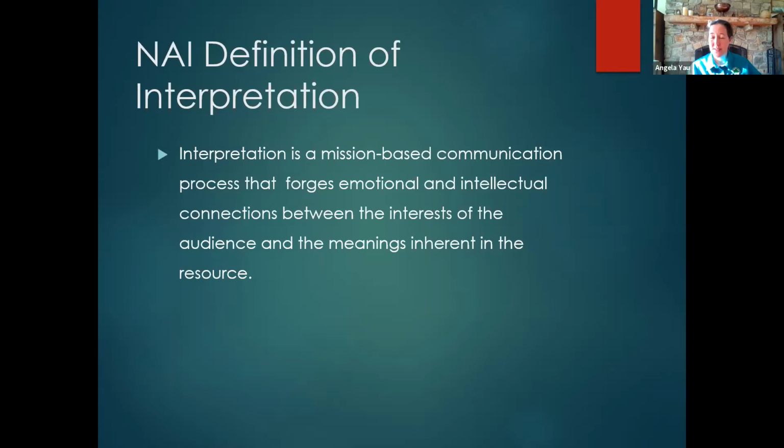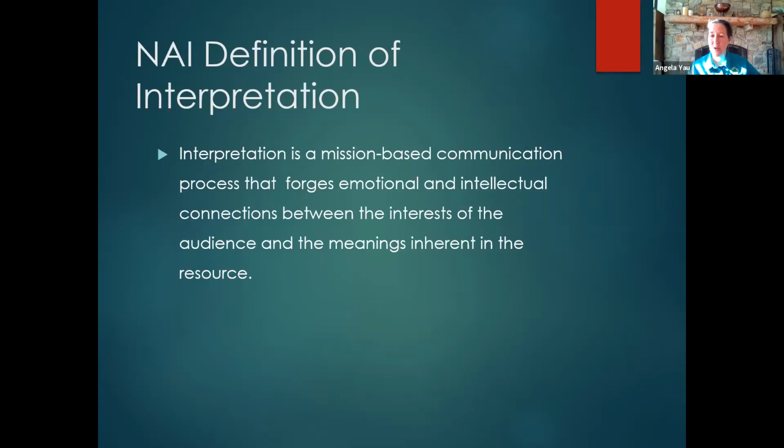So, mission-based communication process. It is focused on a mission. It is supporting the mission of your site. It's the what, like why are you doing this here? What are you communicating? And how is it relevant to the place that you're communicating it? So that mission-based piece is when we talk about things like mission and goals and objectives, the purpose of interpretation, and how it's supporting the site where it's being offered.